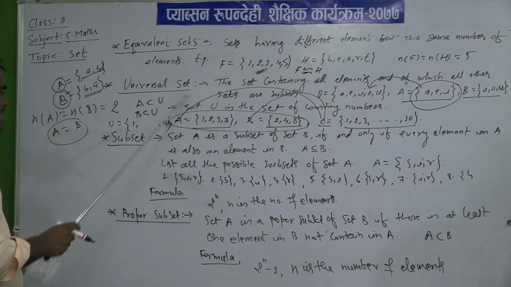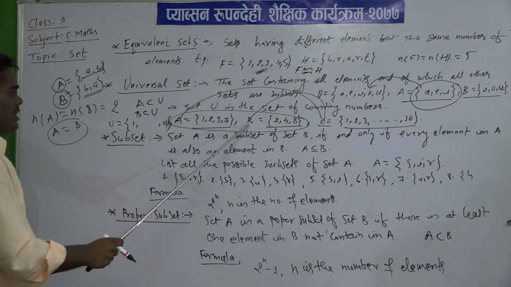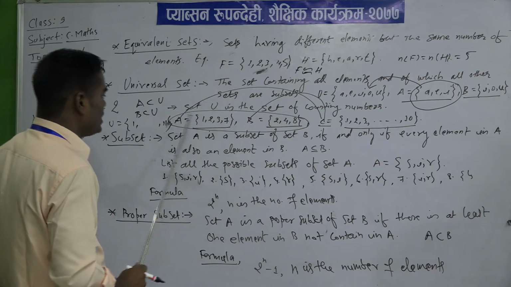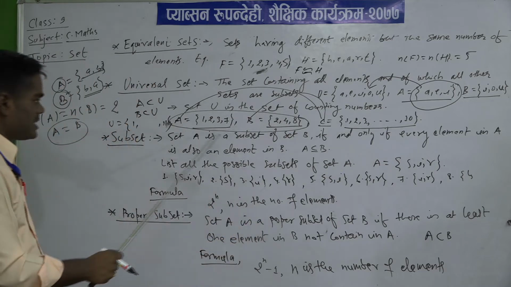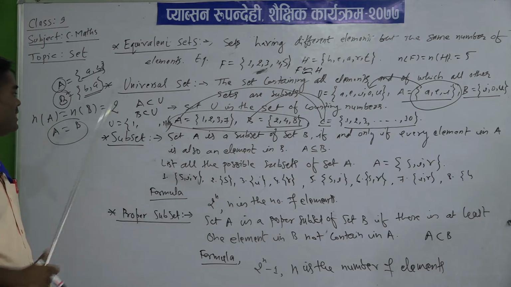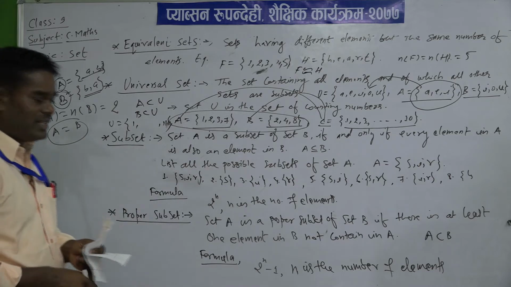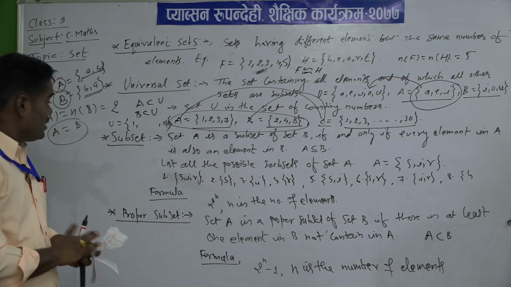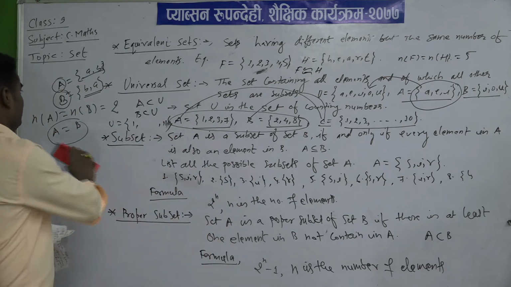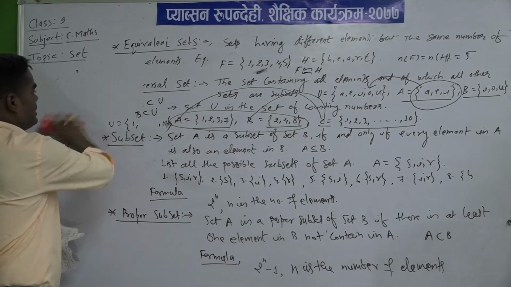So, A is a subset of U, B is also a subset of U, and C is also a subset of U, because whatever sets are given here, A, B, C, all the elements are lying in the universal set. So, I think your concept has been clear. The biggest set is known as the universal set.